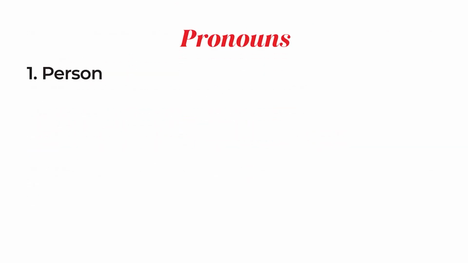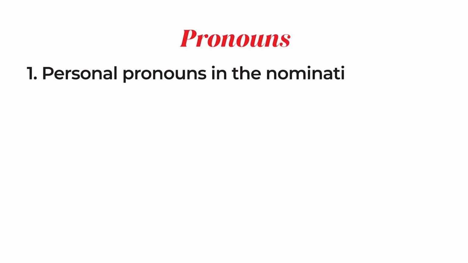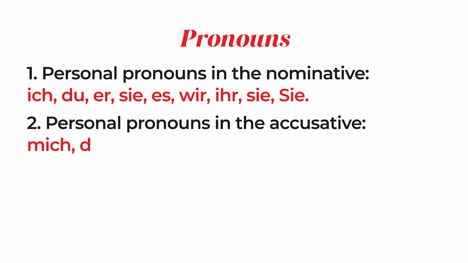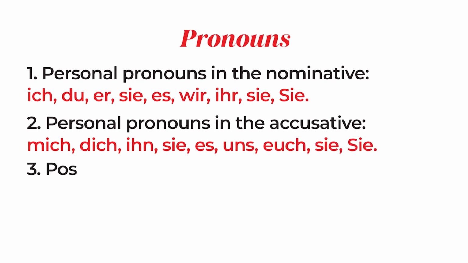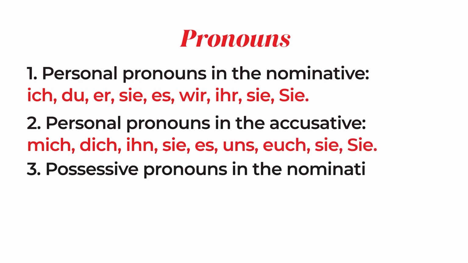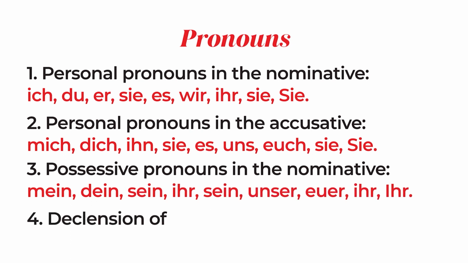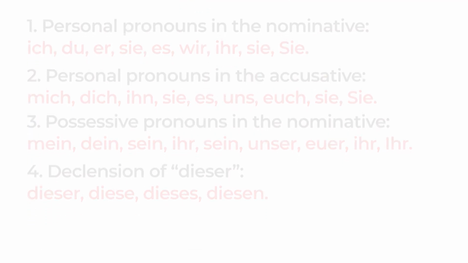Pronouns, specifically the personal pronouns in the nominative case. Ich, du, er, sie, es, wir, ihr, sie, sie. Personal pronouns in the accusative case should also be learned at this level, which are mich, dich, ihn, sie, es, uns, euch, sie, and sie. Possessive pronouns in the nominative case, mein, dein, sein, ihr, sein, unser, euer, ihr, and ihr. The declension of the word dieser, dieser, dieser, dieses, and diesen.